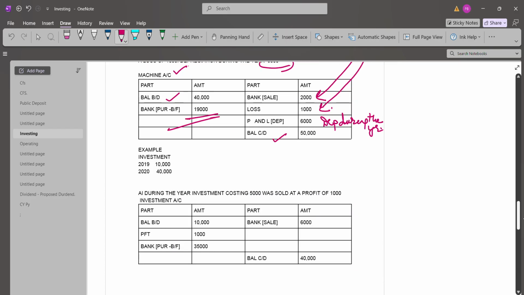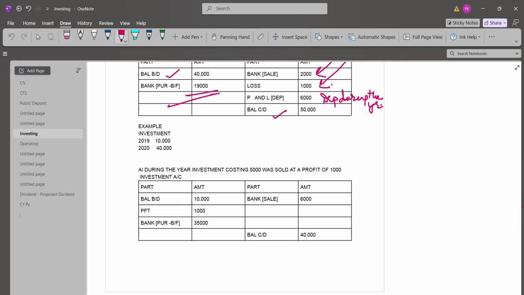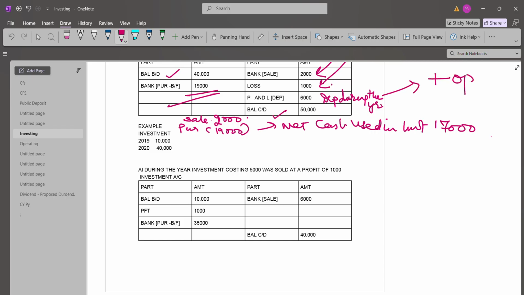So if I see the answer in terms of investing activity, I get a sale of 2,000, and a purchase which is an outflow of 19,000. So net cash used in investing activity is 17,000 rupees. And this depreciation will be added back in operating activity.